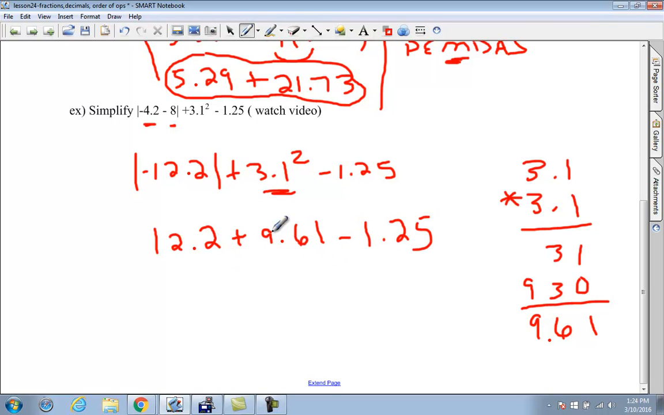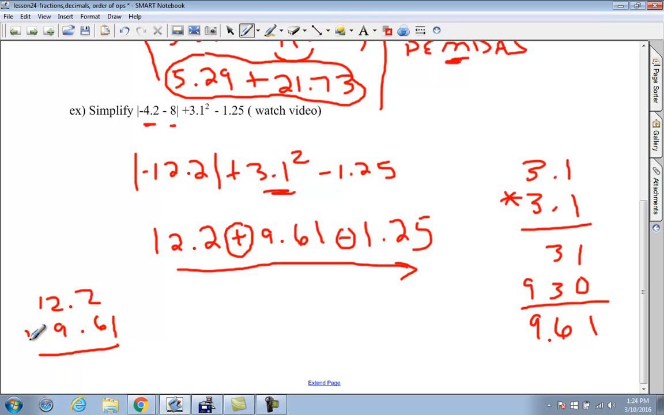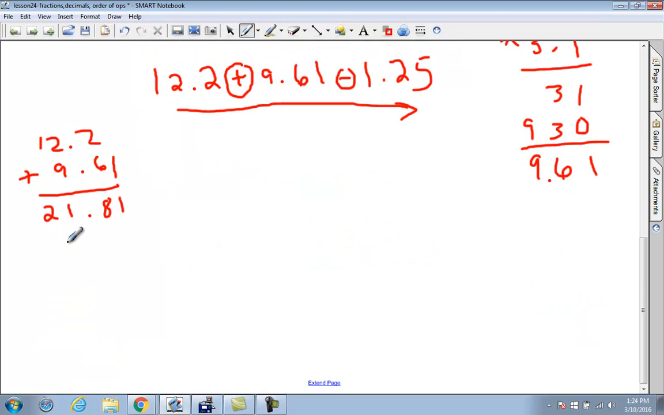Now, here's the fun part. When you boil your problem down to just addition and subtraction, you may move left to right. So you can move left to right over addition and subtraction. So again, off on the margin, you might want to do 12.2 and then line that up with 9.61, and add that first. So 21.81. And then eventually deduct the 1.25. So now I'm going to deduct the 1.25. And careful though, because that's subtraction.